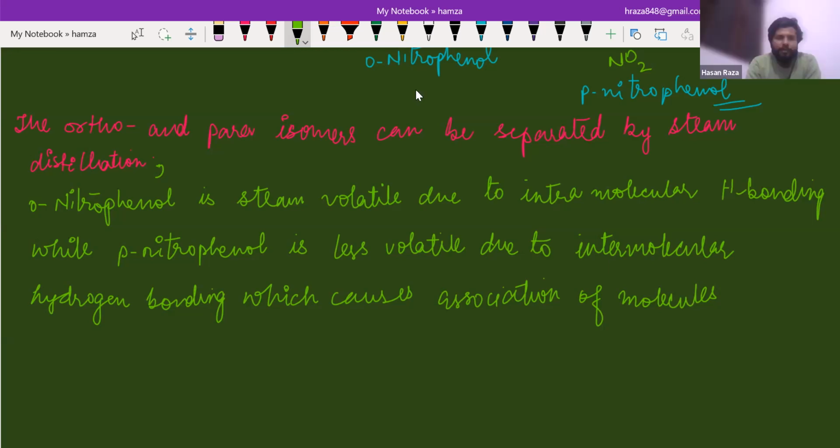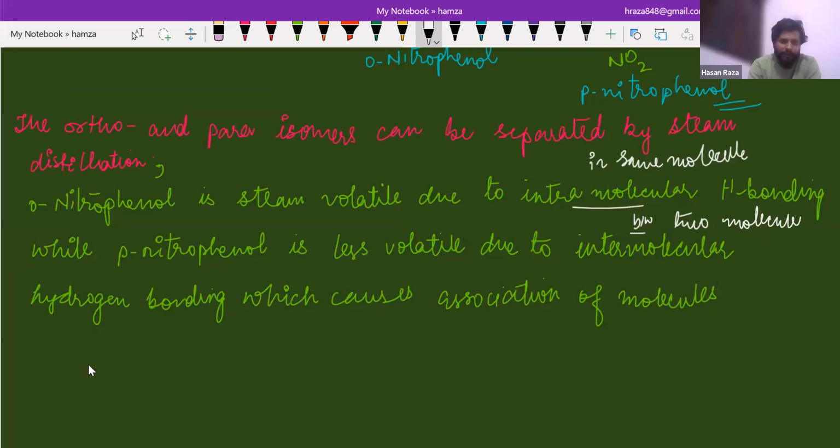So basically, intra means in the same molecule, or inter means between two different molecules. I'll show you. It's very easy to understand.